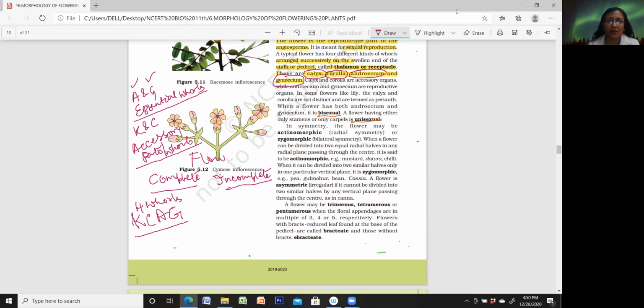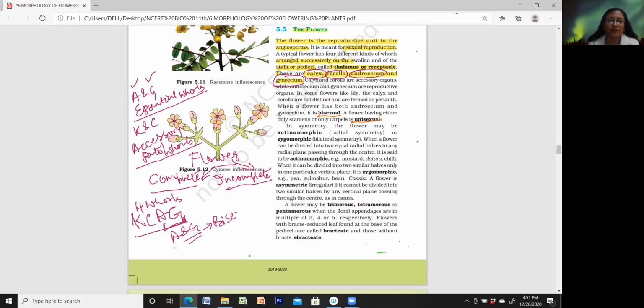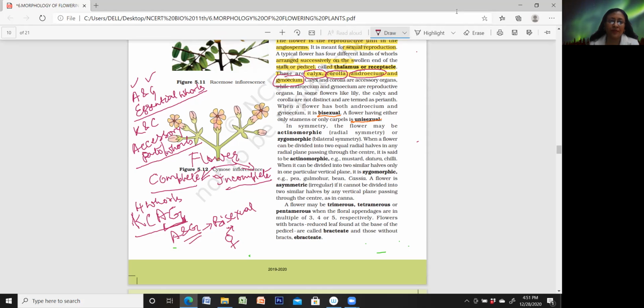Now the complete four whorls make a complete flower. We are talking of flowers being two types, right? So when we say complete, it has all the four whorls. Now, when A and G both are present together, we call this bisexual. When stamen and carpel both are present, you call such a flower bisexual. And the symbol is like this. Okay, bisexual is like this. So we make a male and female together.